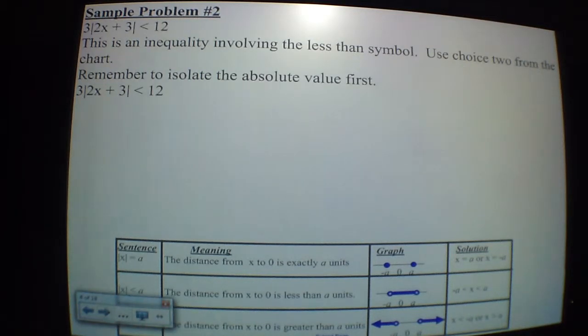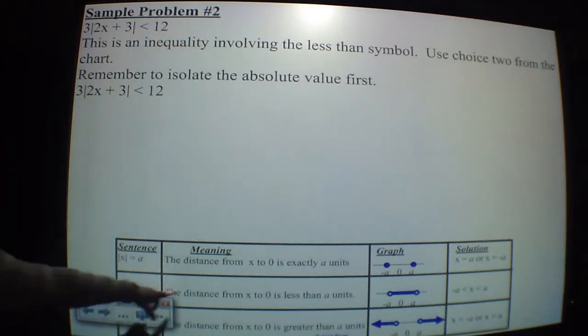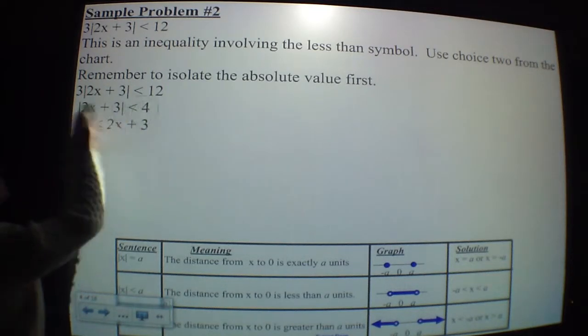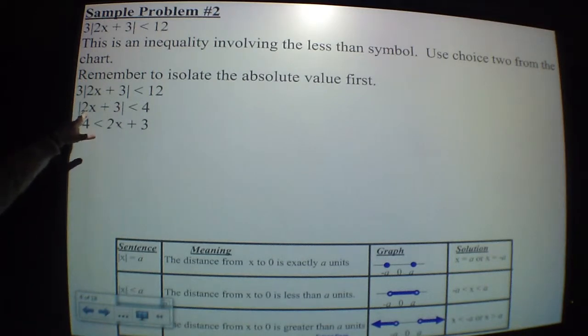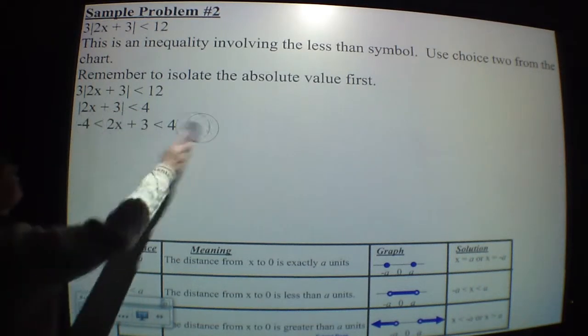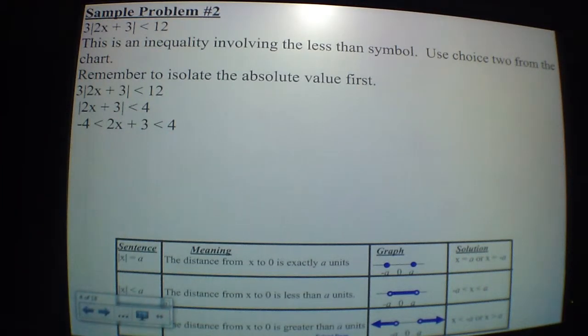Example 2, this is a less than. So it's the second item on the chart. It'll be between two numbers. Divide by 3 first. And now you can rewrite this without the absolute values. It'll be between negative 4 and positive 4. And now just solve it.